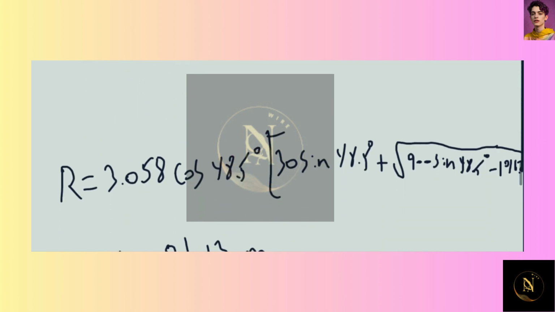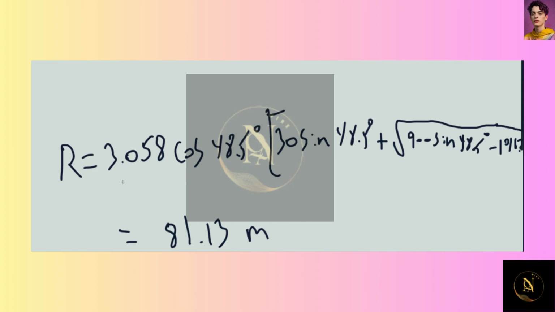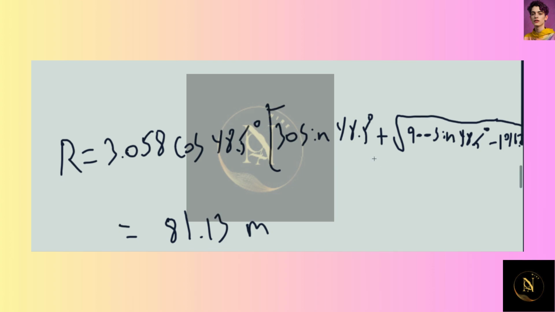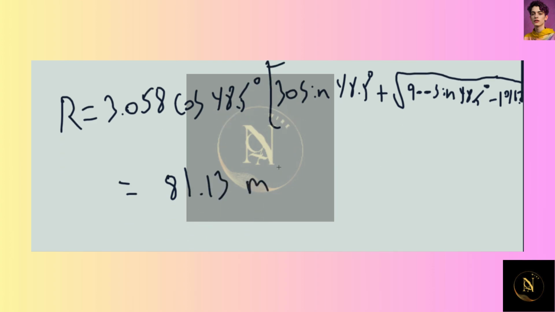we just substitute in 48.5 for alpha, and we get that r is equal to 3.058 times cosine of 48.5 degrees times 30 times sine of 48.5 degrees plus the square root of 900 times sine squared of 48.5 degrees minus 196.2. Okay, so we evaluate this and we get 81.13 meters. So therefore, the maximum range here is 81.13 meters.